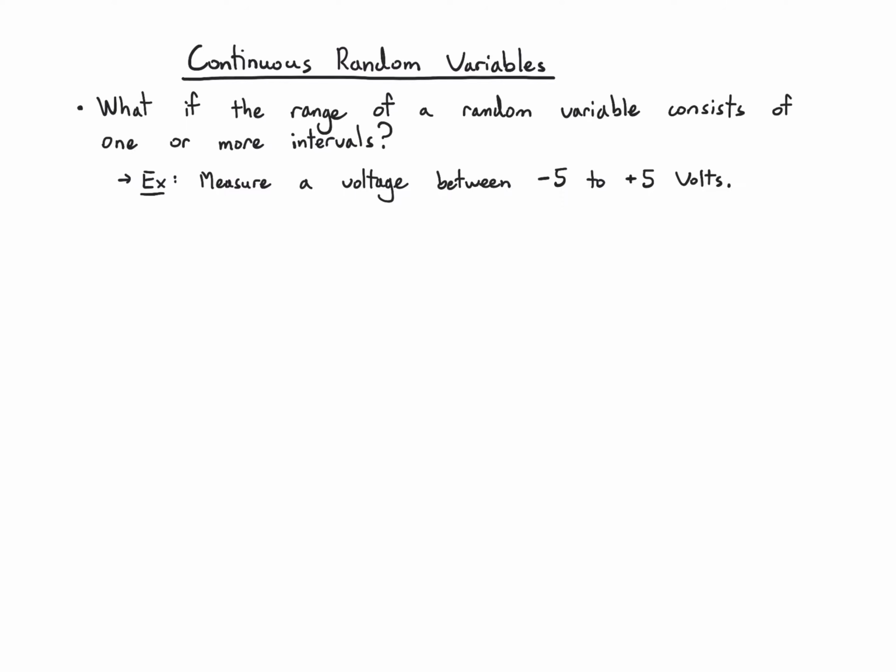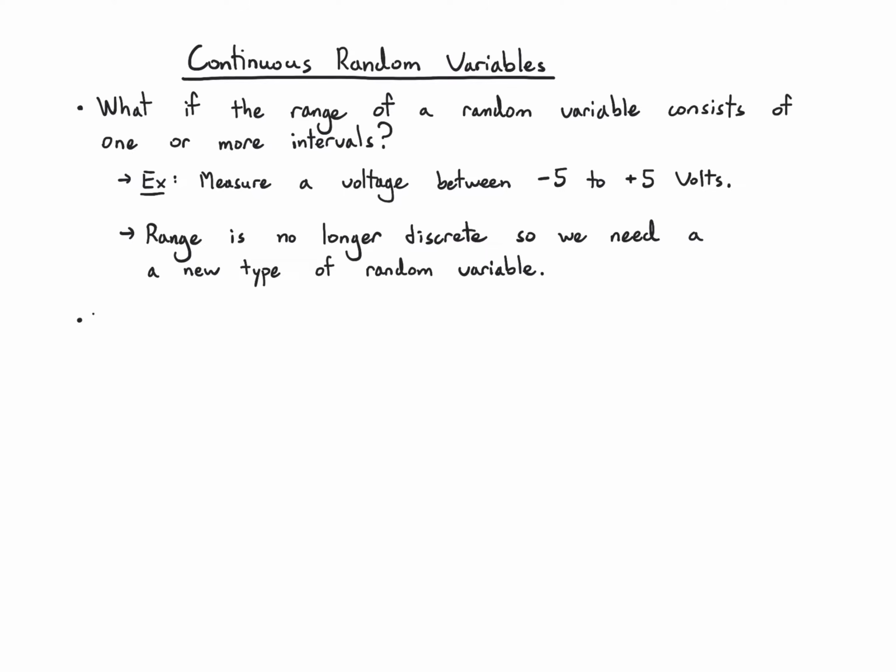So maybe -1.3782, and so on. The range is no longer discrete in this case, and so we need to define a new kind of random variable to deal with this situation, which shows up all the time in engineering models.